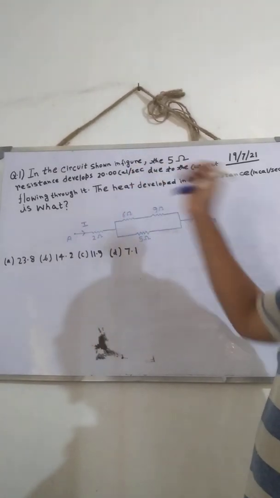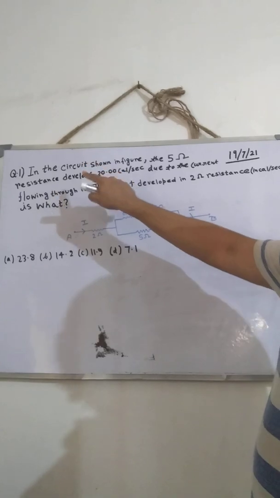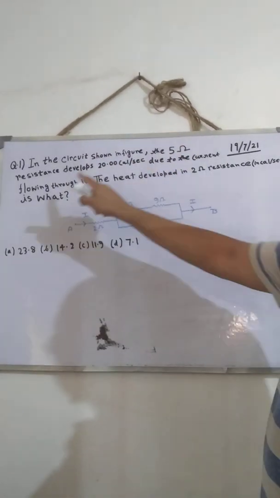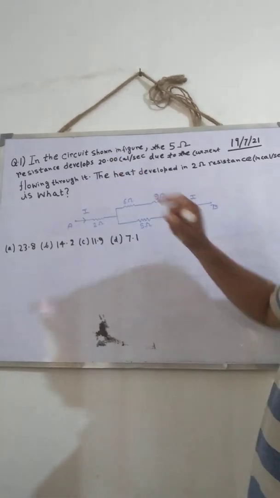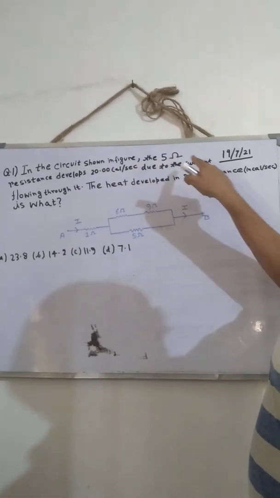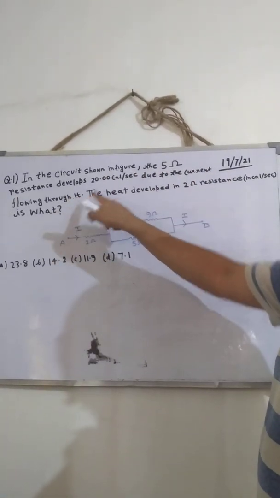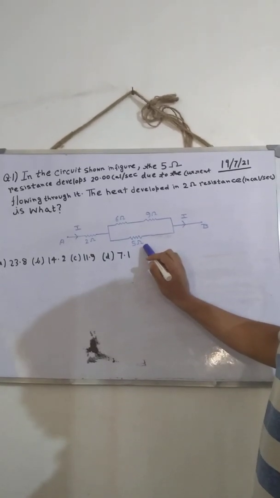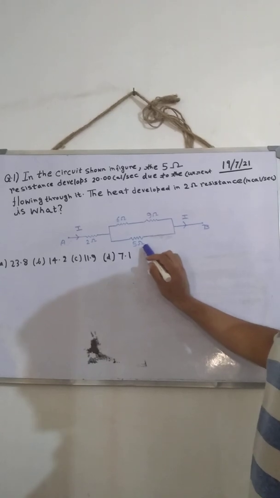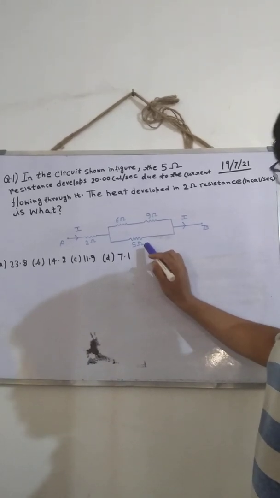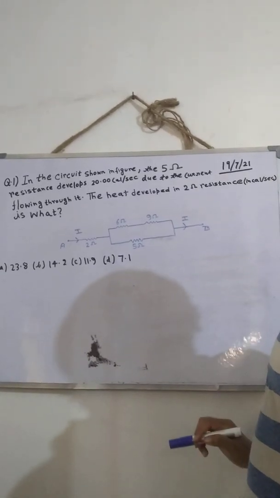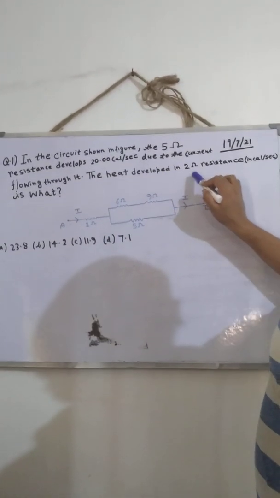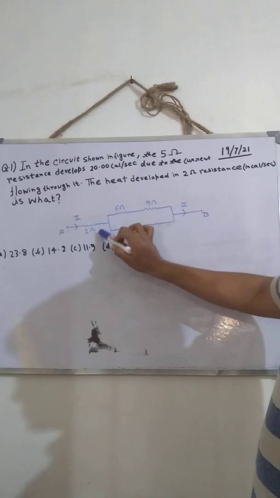The first numerical states: in the circuit shown in the figure, the 5 ohm resistance develops 20 calorie per second due to the current flowing through it. It is the 5 ohm resistor. It develops 20 calorie per second due to the current that is flowing through it. Now the question asks, what is the heat that is developed in the 2 ohm resistor?